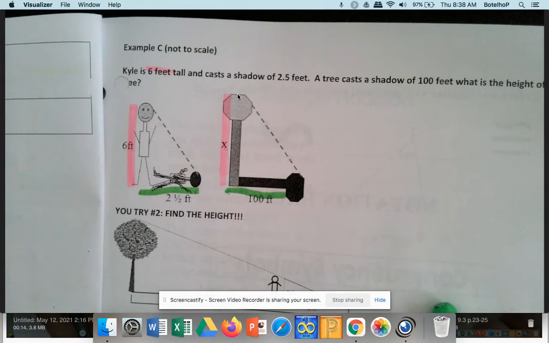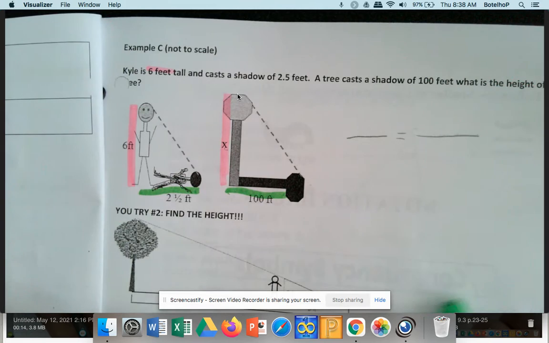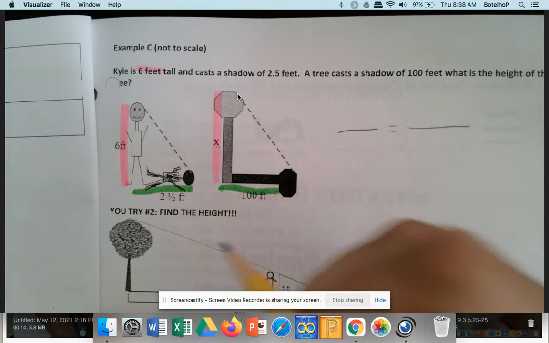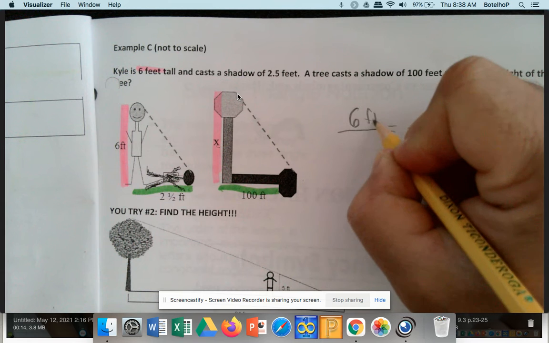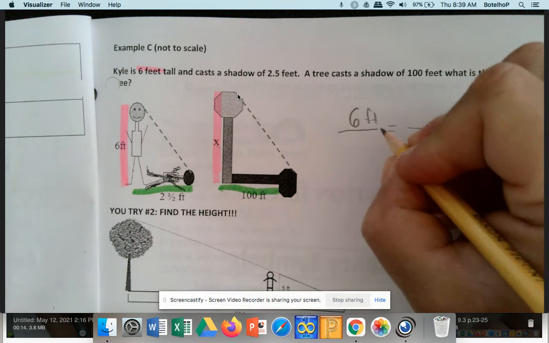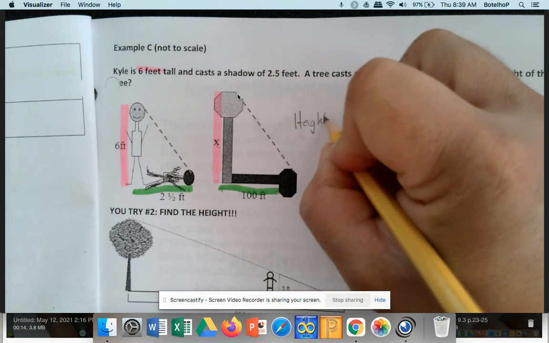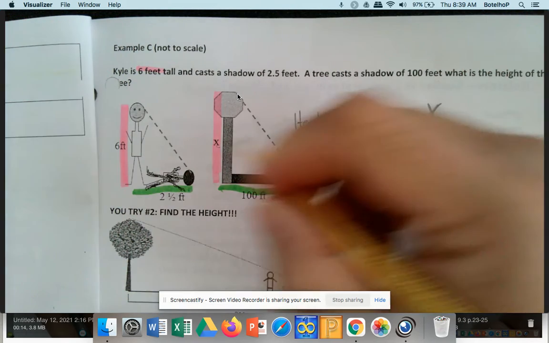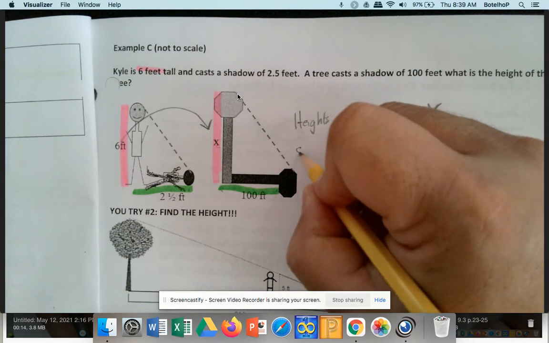So going back here, we'll do our usual. We'll set up our proportion. So make sure you're copying this down. Okay, so the first thing we're going to do, I'll start with the height. So let's start with the height, 6 feet for Kyle. And then with this one, you could even label it like this. Heights, 6 feet for Kyle, X for the tree. Put my arrow like that. And then shadow.